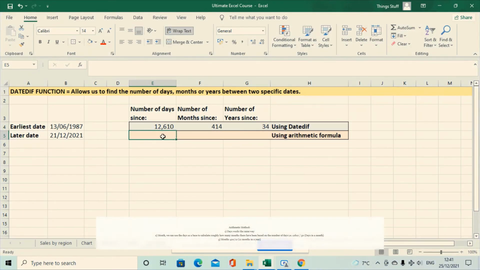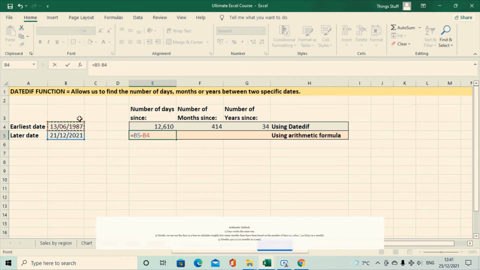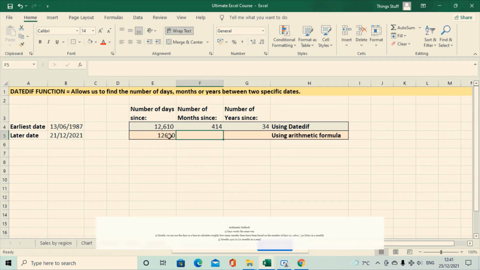Using the arithmetic formula, we can also get pretty close to it. So equals latest date minus earliest date. It should provide us the exact same result, which it has.